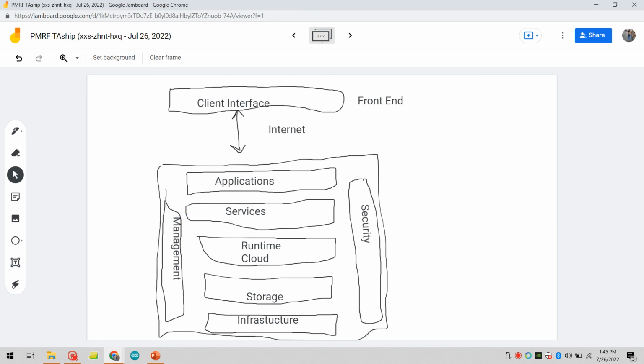These are the various components of your cloud computing, that is your client interface, which is your front end. This front end is interconnected to the back end, so here it is your back end, with the help of internet. And this backend consists of various components. These are application, services, runtime cloud, storage, infrastructure, security and management.